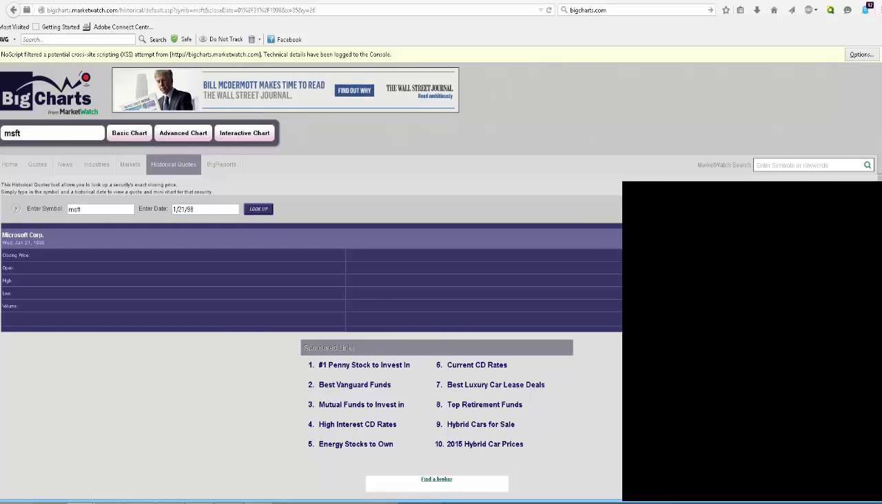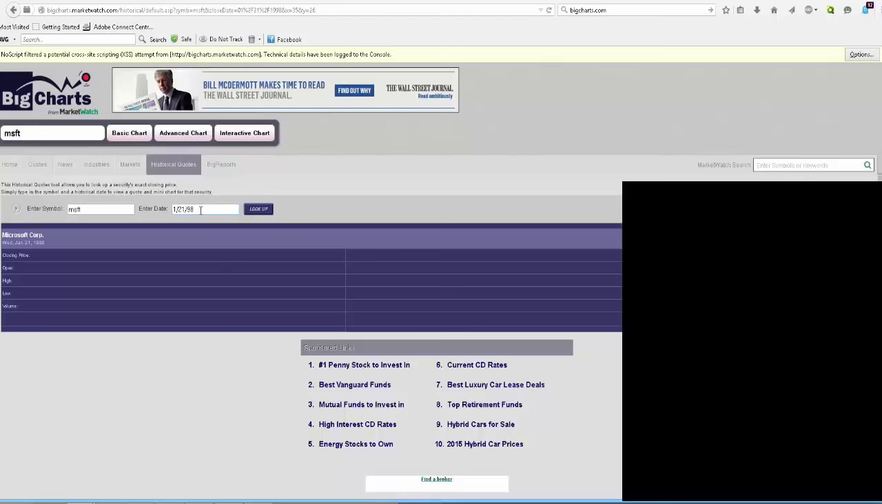8-for-1. Wow, 8-for-1 split. So way back here in 1998, Microsoft was trading at a number higher than what it's showing here. And the reason that it's giving this low number of 17.125 is that there has been an 8-for-1 split since then. So these are important things to be looking up.